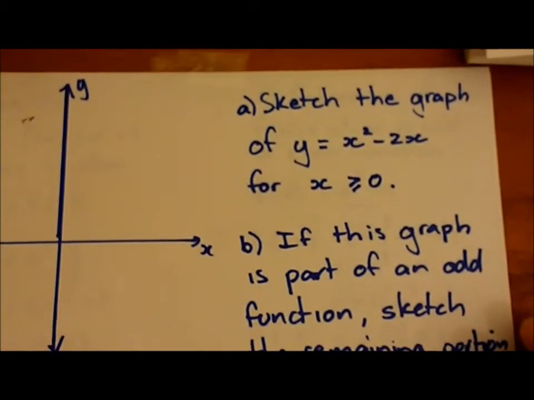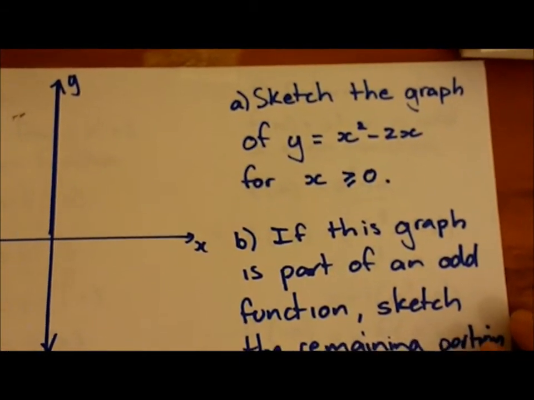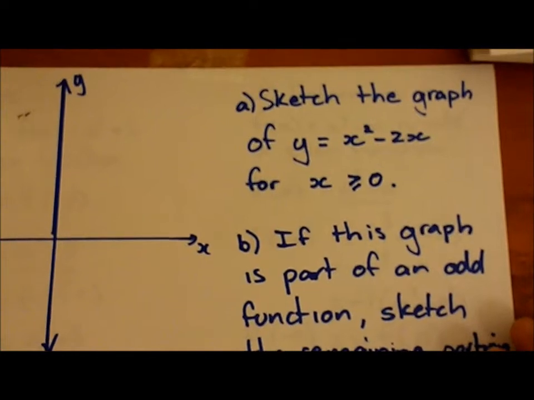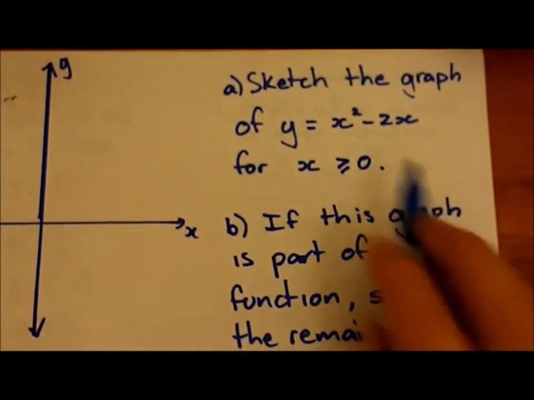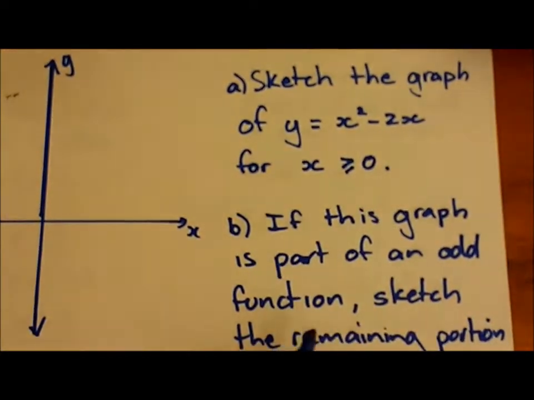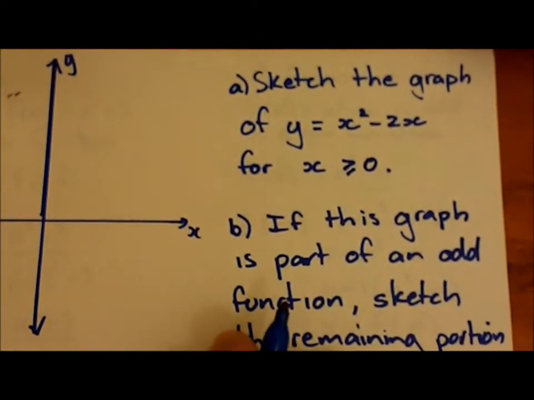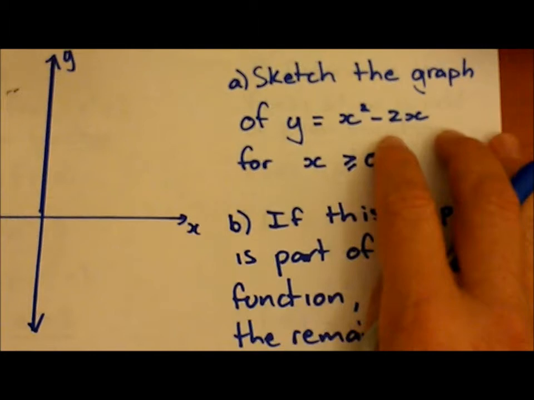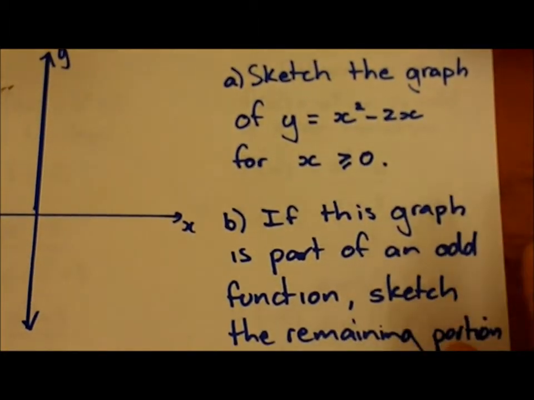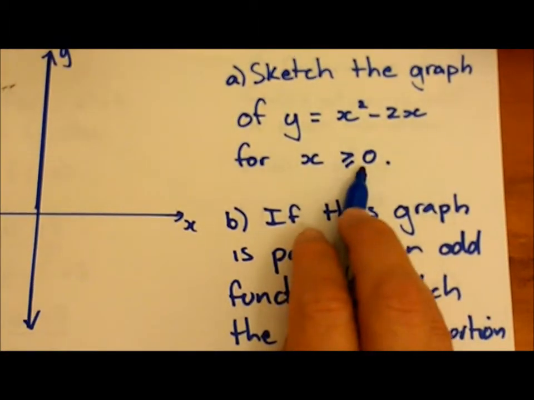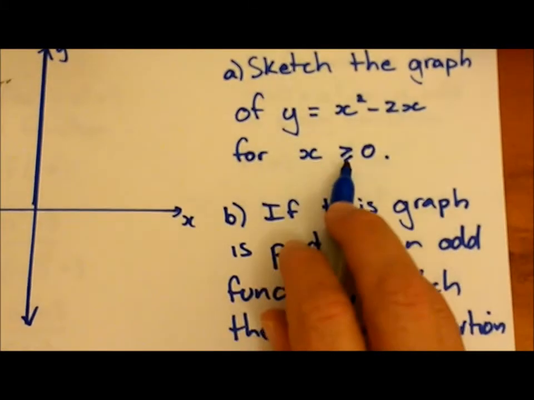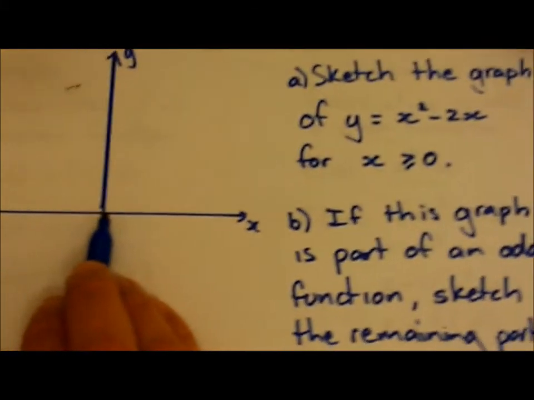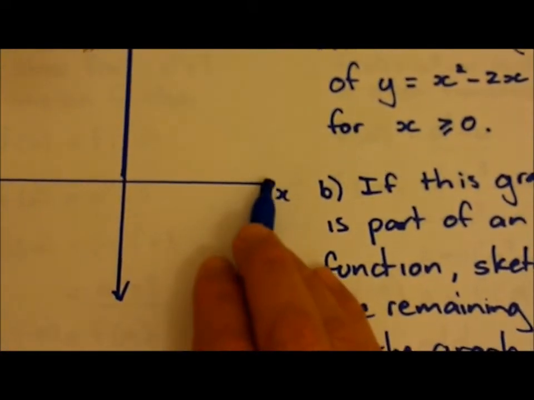Here's another example of a functions question I like to do, and it kind of gives me an idea if students understand this concept fully. So sketch the graph of y equals x squared minus 2x for x greater than or equal to 0. So if I'm going to sketch that graph, I'm not going to plug in values. It only says for x greater than or equal to 0, so I don't have to draw the whole graph. I have to just draw the section where x is above 0. So I just draw on the axis this section along here.